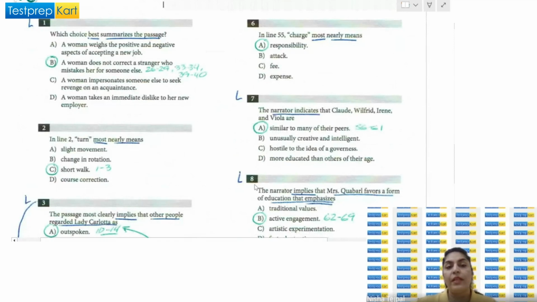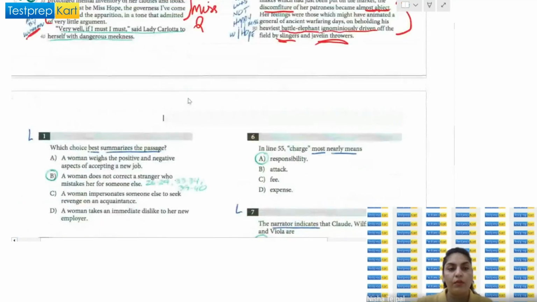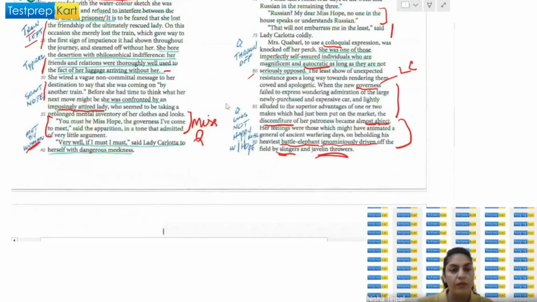Which choice best summarizes the passage? We have the right answer. So we'll first look at the right answer. A woman does not correct a stranger who mistakes her for someone else. Can we say this? Yes, because here Lady Carlotta is being mistaken. She was mistaken by Miss Quaban as one governess, Miss Hope. She also named that. And where it is in these lines 26 to 29, 33 to 34, 39 to 40. So we'll reach these lines.